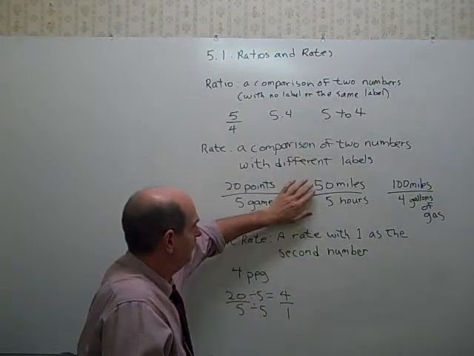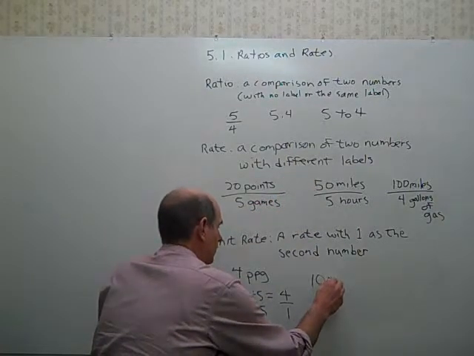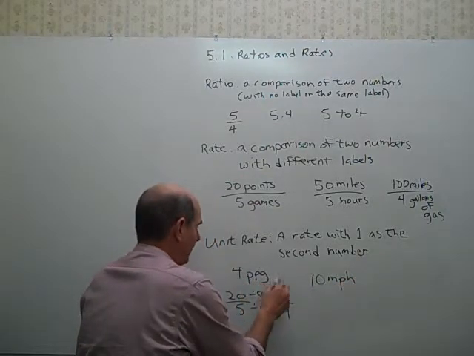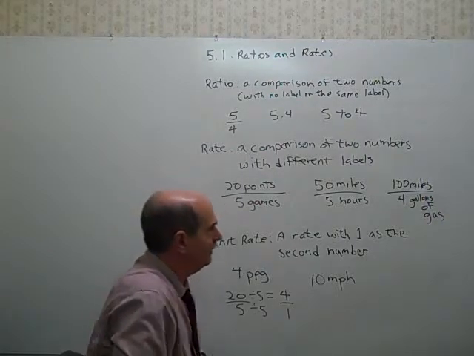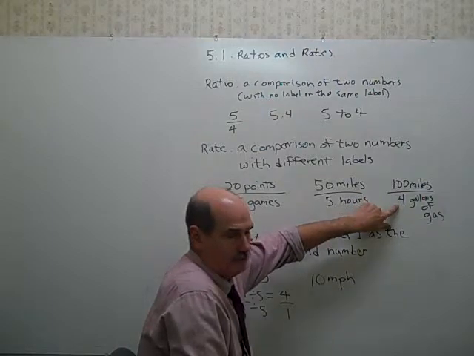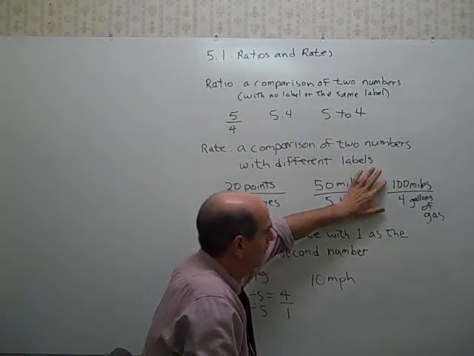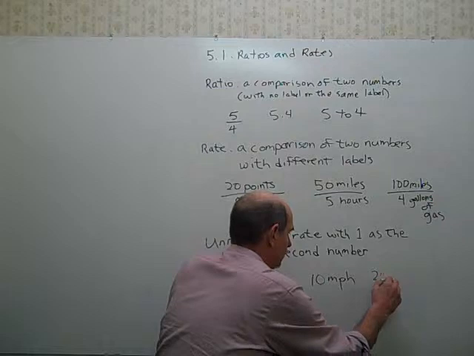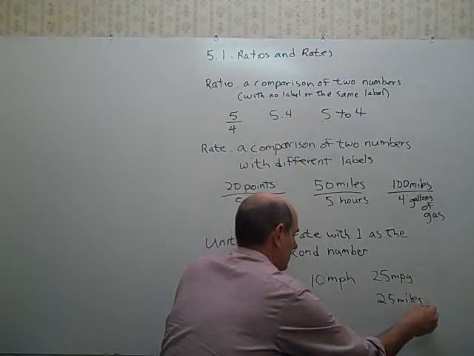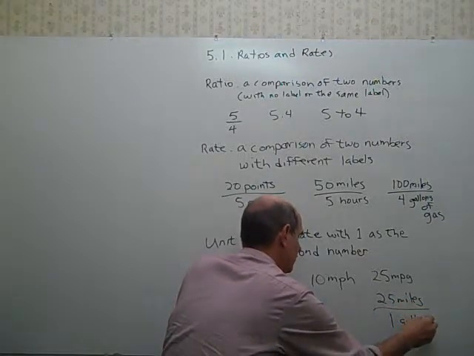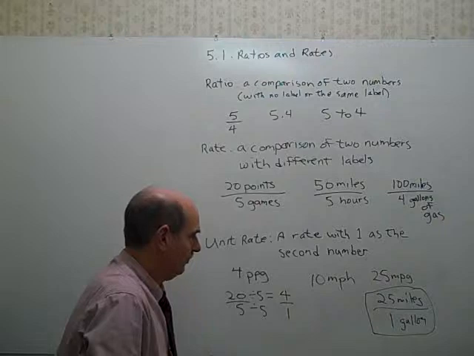Divide by 5 again, you get 10 miles in 1 hour, which is 10 miles per hour. Points per game, miles per hour. If you go 100 miles on 4 gallons of gas, you have to divide the 100 by the 4, the second number in your rate. So this would be 25 miles per gallon. Or you could write 25 miles over 1 gallon. That actually looks more like a unit rate. So technically that's probably how you'd want to write it: 25 miles per 1 gallon.